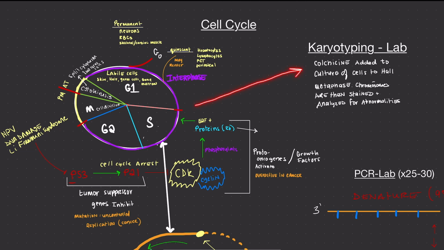This is the first lab technique we'll talk about in this series, called karyotyping. And what it is, we can add something called colchicine to a culture of cells, and this will halt metaphase. And in metaphase, we can stain the chromosomes, and then we can analyze them for any abnormalities. And this is useful for identifying any disorders or diseases or various different genetic abnormalities.